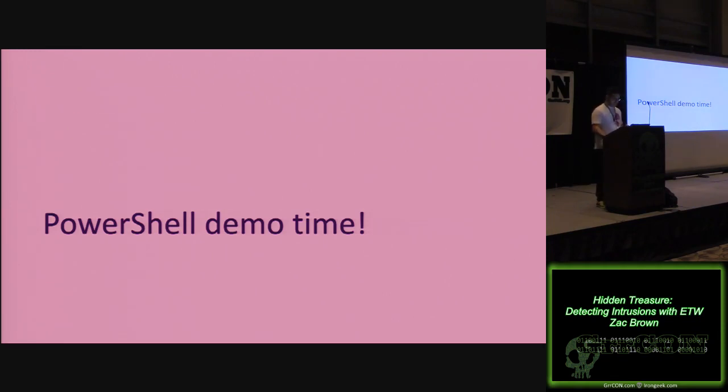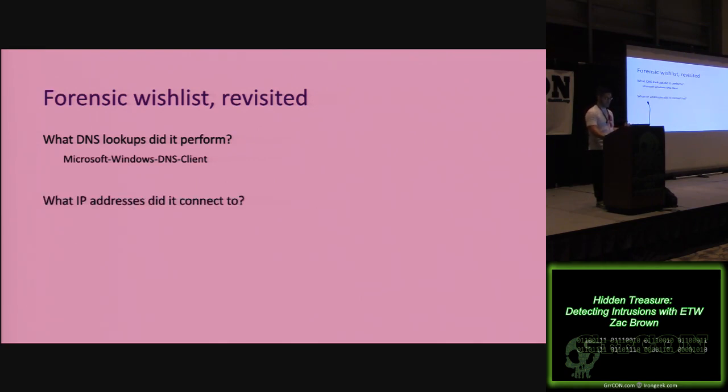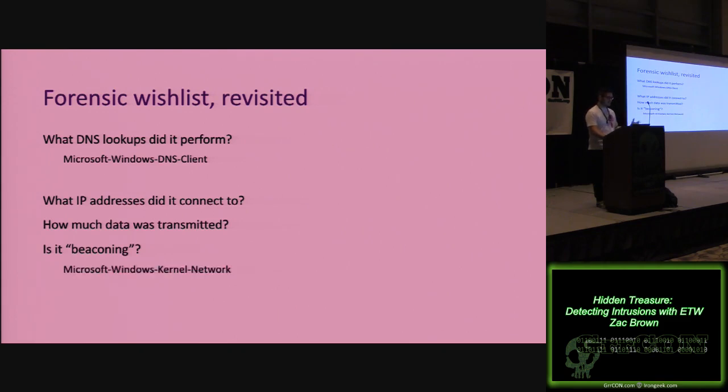Cool. All right. So let's go back to the forensic wish list that we were talking about. What DNS lookups did it perform? Well, you can use the Microsoft Windows DNS client provider for it. What IP addresses did it connect to? How much data was transmitted? Is it beaconing? You can use Microsoft Windows kernel network for that.